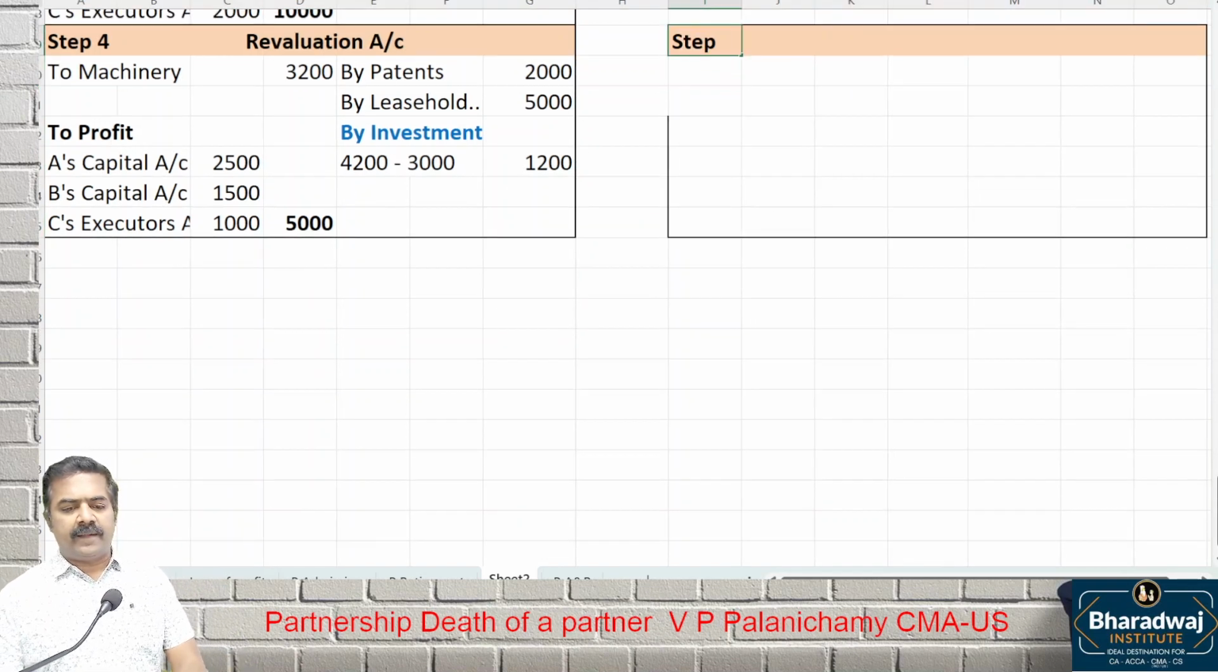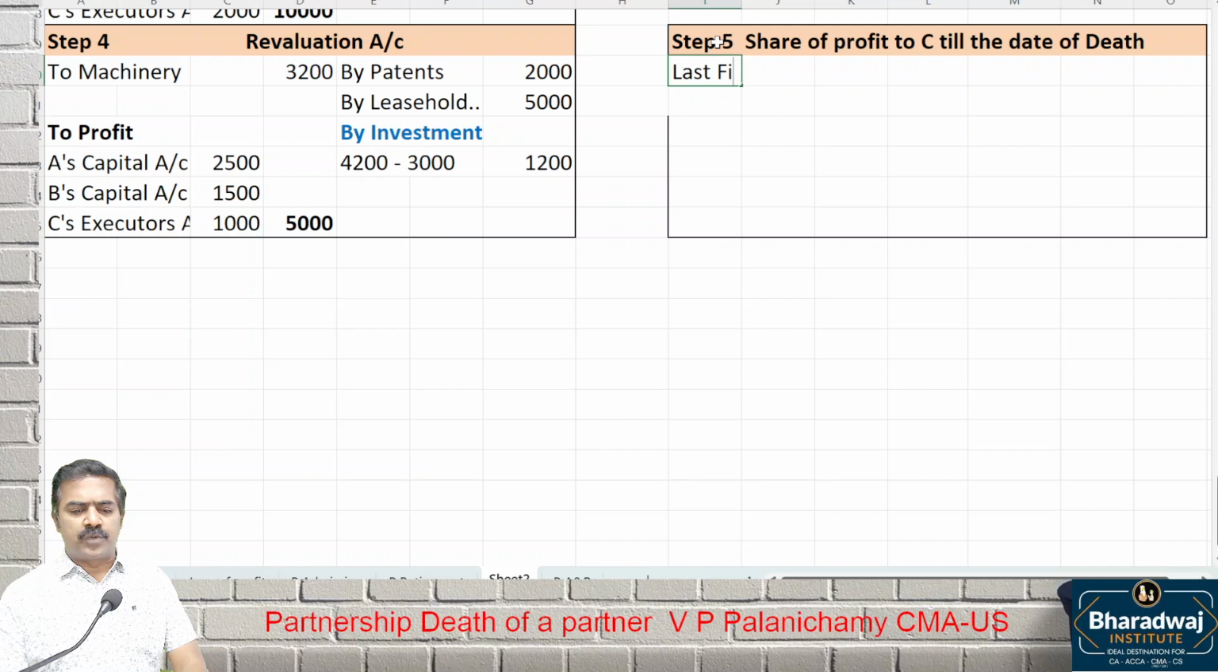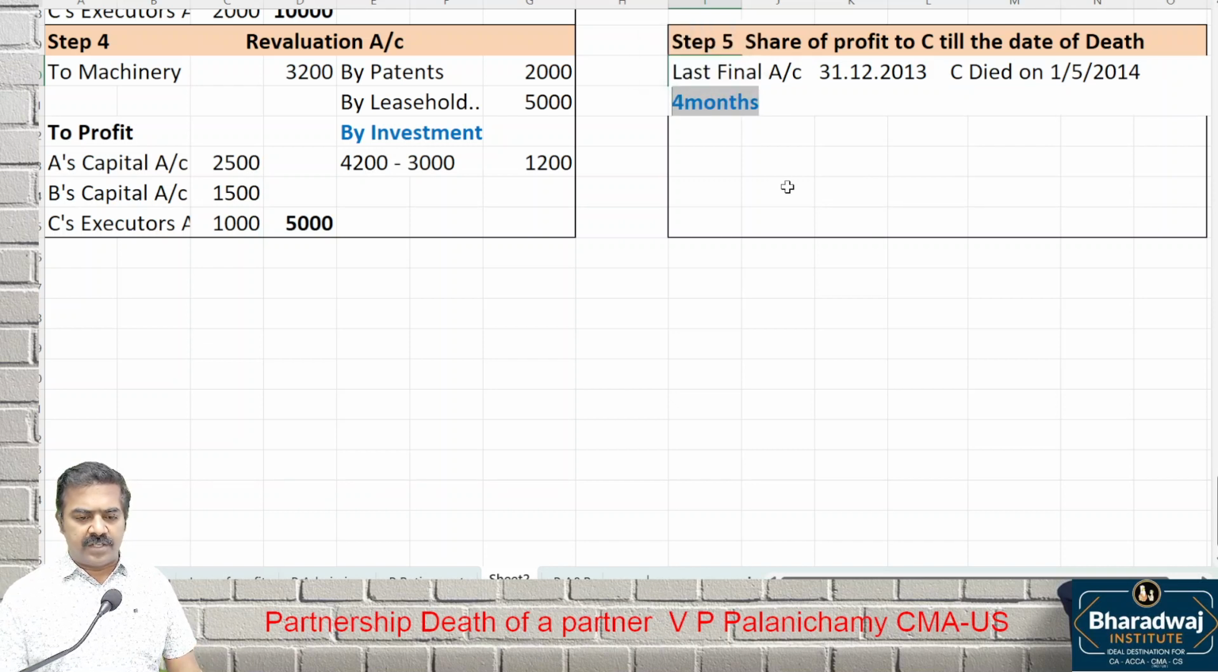Which partner died? Share of profit to C till the date of death. When the last final accounts were prepared, 31st December 2013. C died on 1st May 2014. That is 4 months from the end of the last financial accounts. So this 4 months' profit we have to estimate.